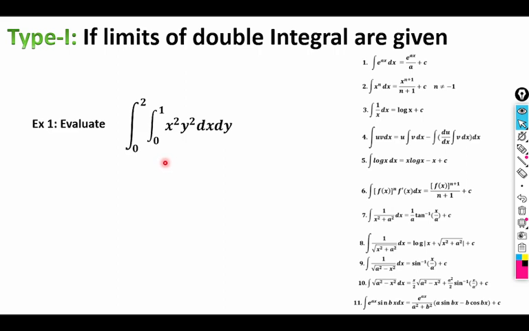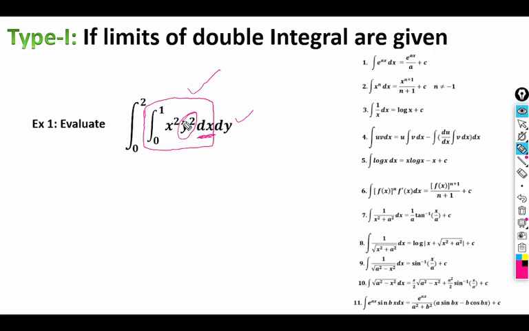To evaluate the double integral, we do the integration one by one. First, we evaluate the inner integral. What is the inner integral here? If you focus on it, this inner integral is up to dx. So we integrate with x first and then the outer integral is with y. Whenever we evaluate the inner integral with x, we have to treat the other variable, which in this case is y, like a constant. So if y is a constant, this y square is also like a constant.